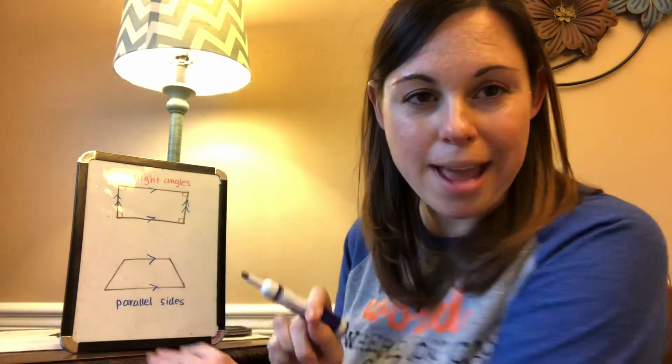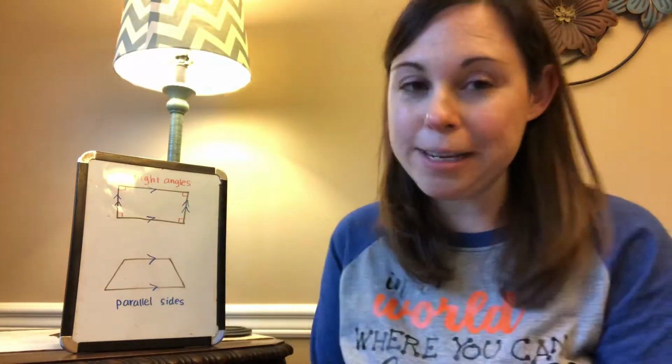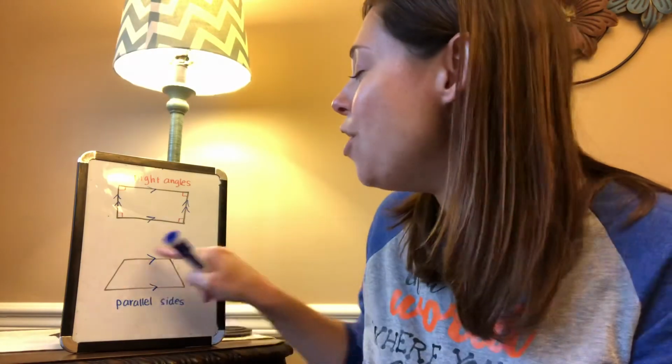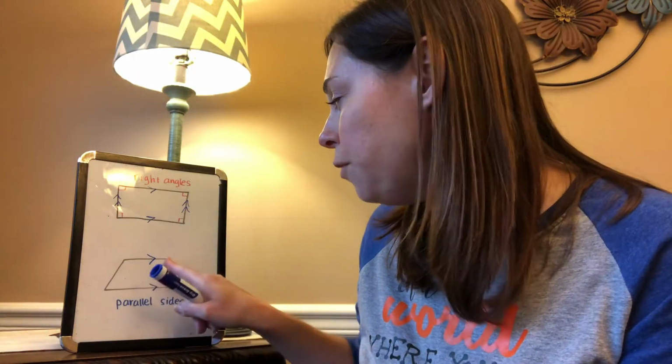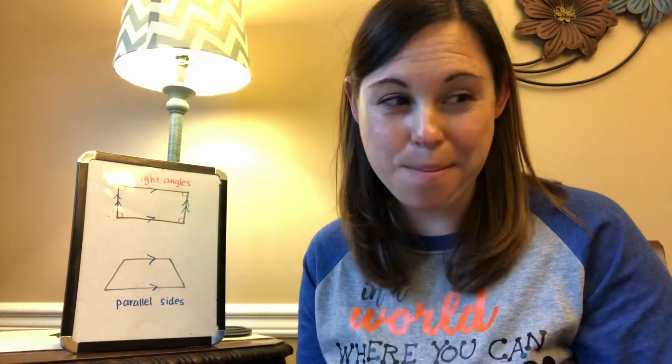Do you see any right angles in that trapezoid? Any corners that are a perfect L shape? Nope. There are no right angles in a trapezoid. None of its four angles make a perfect square corner or that L shape.